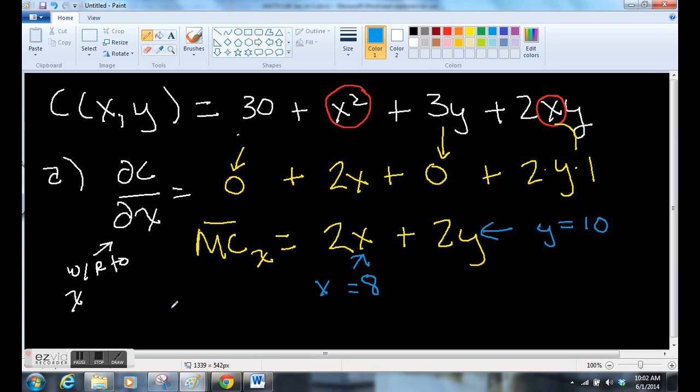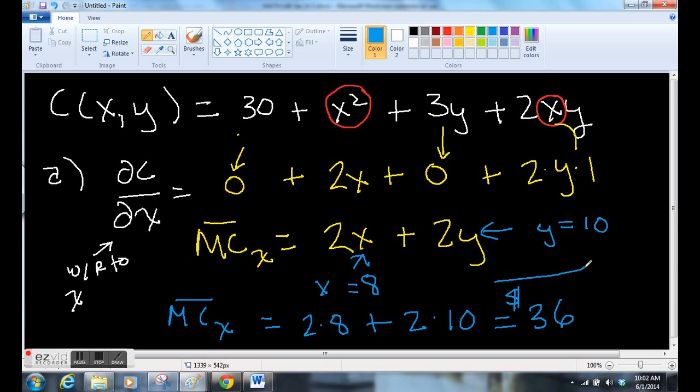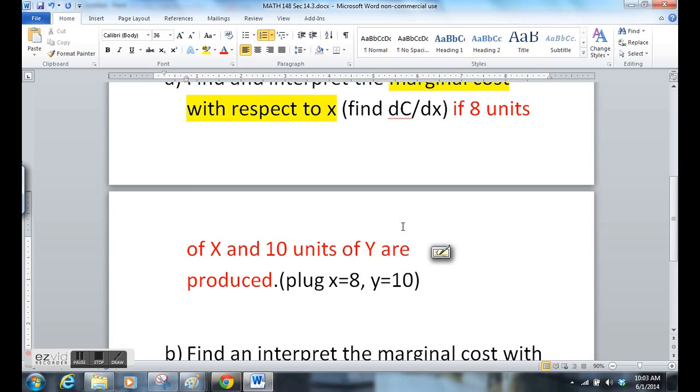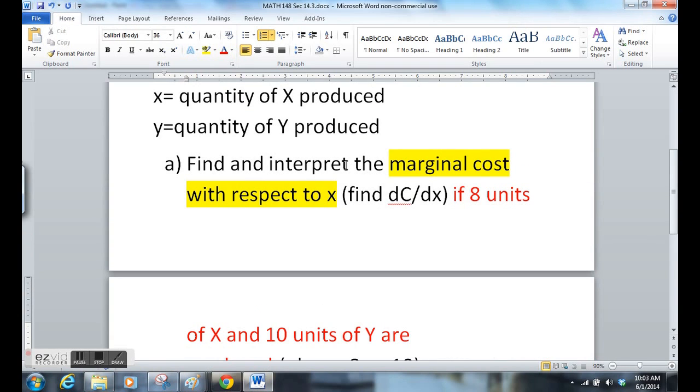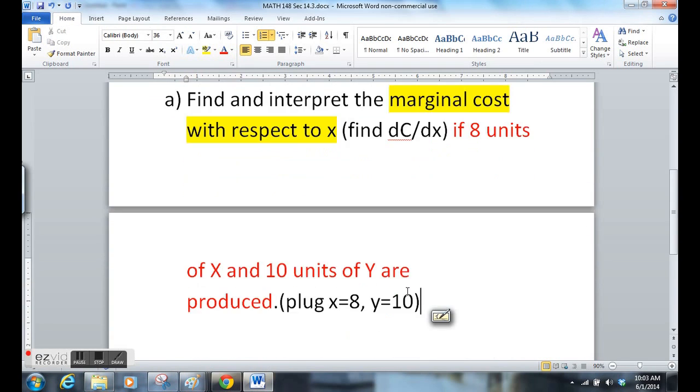So we're going to plug this in to find the marginal cost with respect to x at that point. 8 units of x is 2 times 8, plus 10 units of y, 2 times 10. That's 16 plus 20. I can do that one in my head. That's $36. So the answer to find the marginal cost with respect to x, it's a long sentence here, if 8 units of x and 10 units of y are produced, is $36.